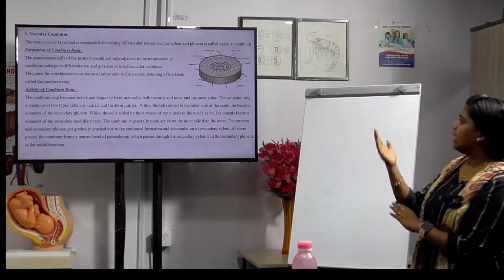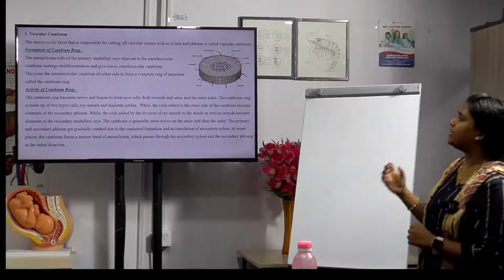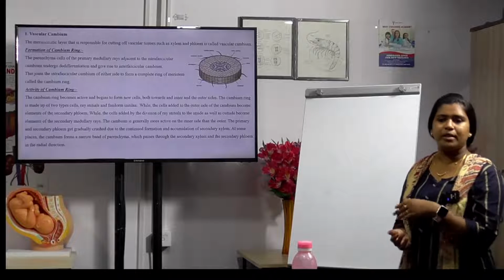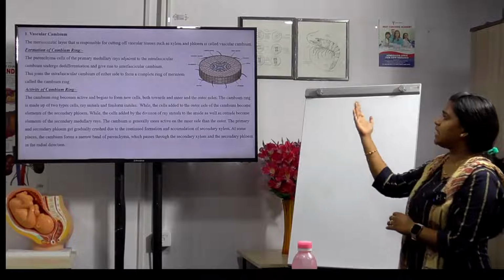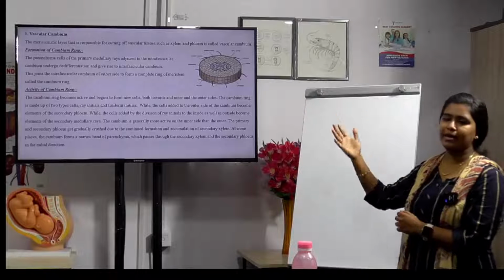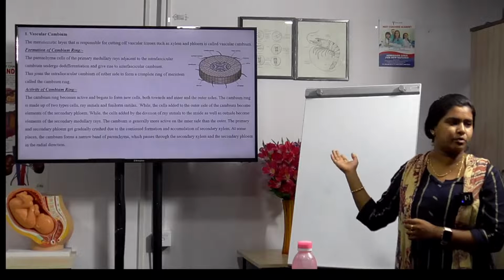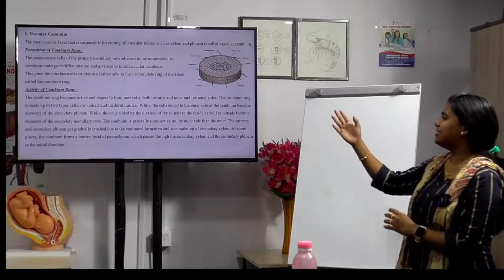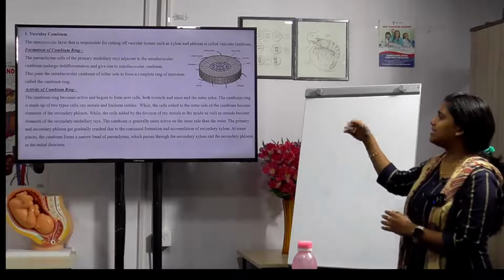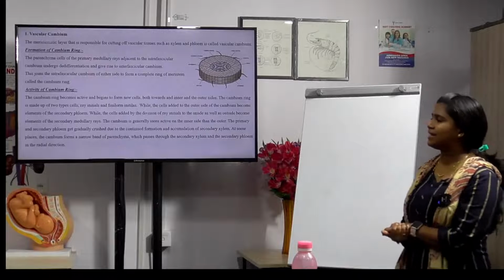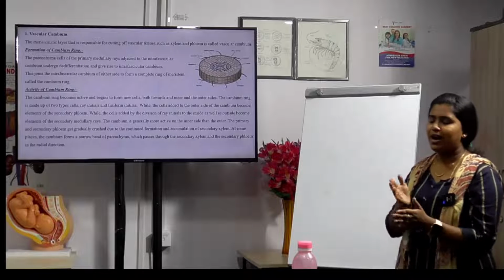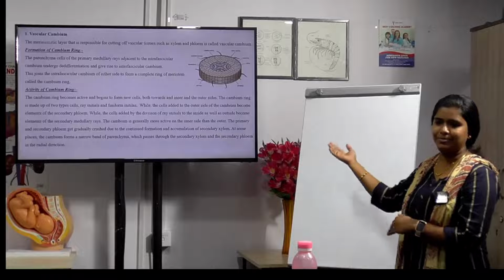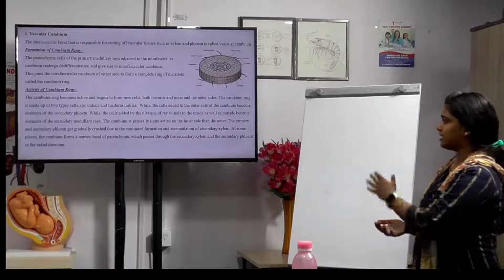Okay, let's see now. The parenchyma cells of the primary medulla adjacent to the intrafascicular cambium undergo differentiation. When they undergo differentiation, they give rise to the cambium. And this joins the cambium on either side to form a complete ring of meristematic tissue, called the cambium ring. So once half is formed and the remaining part joins, it forms a complete circle, a complete ring.